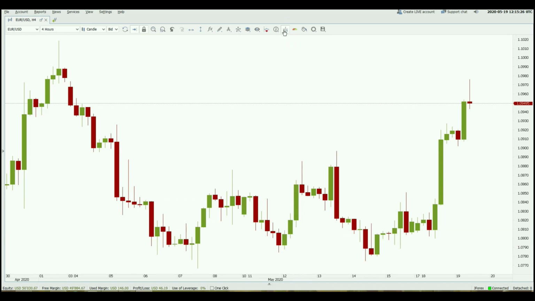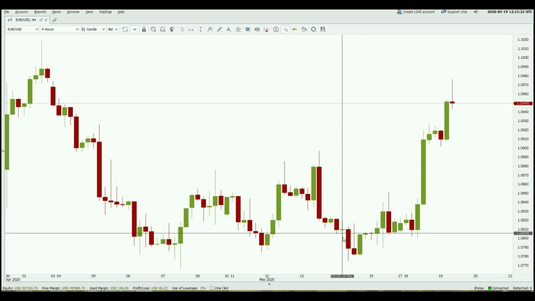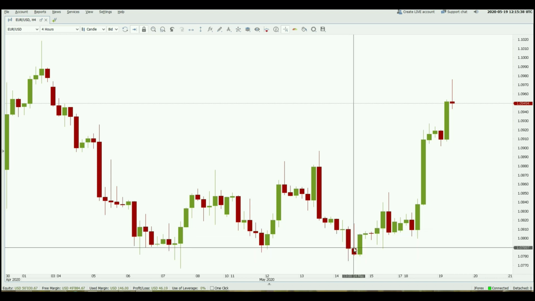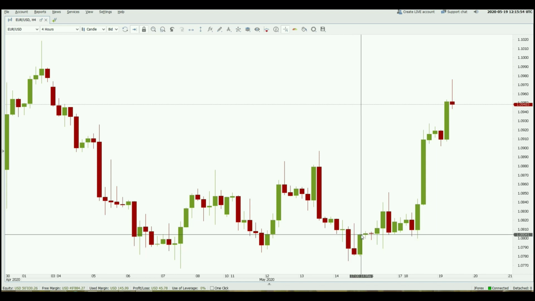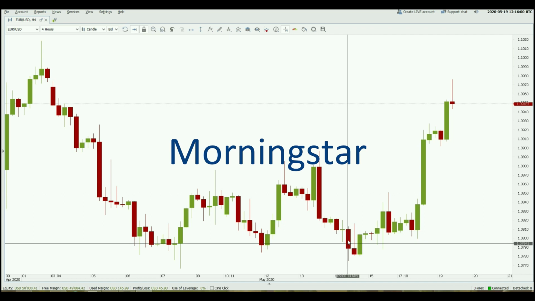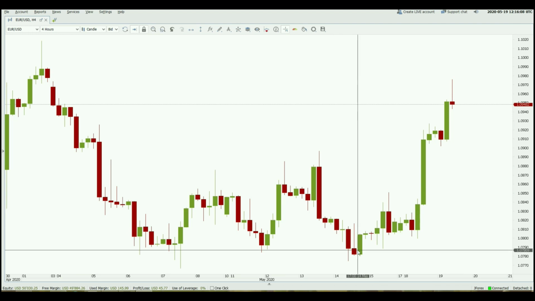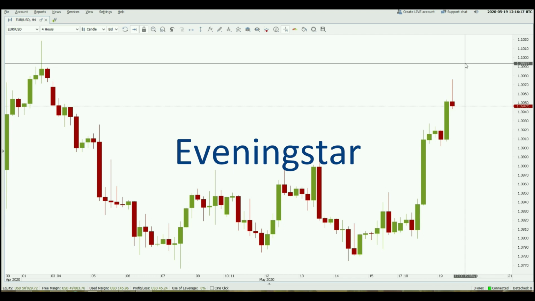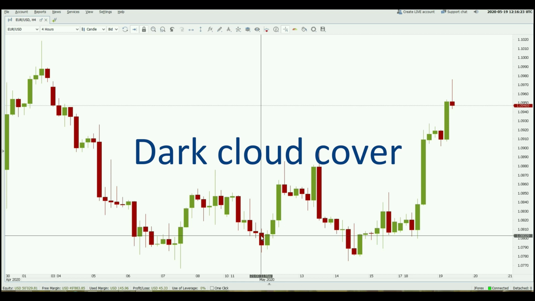Other patterns, for instance, have 3 candlesticks. So take a look here. This is a bearish trend. One candlestick has a strong bearish real body, one with a small real body, and the third one retraces 50% of the first candlestick. This is called the morning star, and it forms at the end of a bearish trend. And its opposite is called the evening star, forming at the end of a bullish trend. Similarly, the opposite of the piercing pattern is called dark cloud cover.